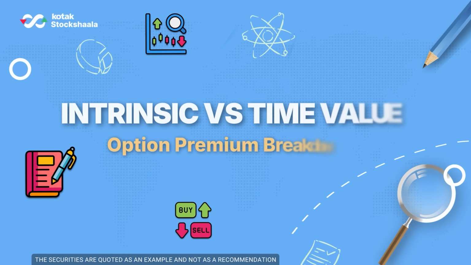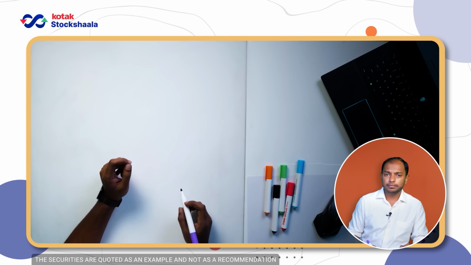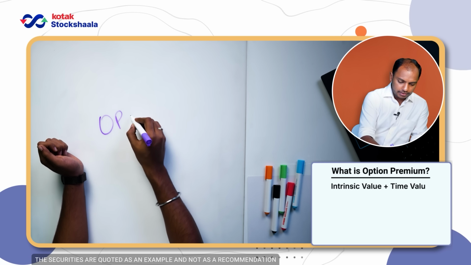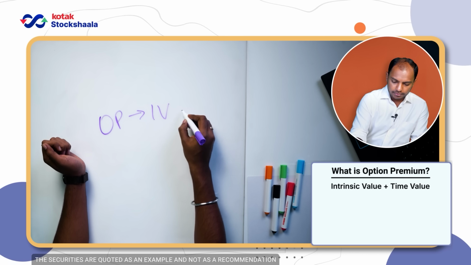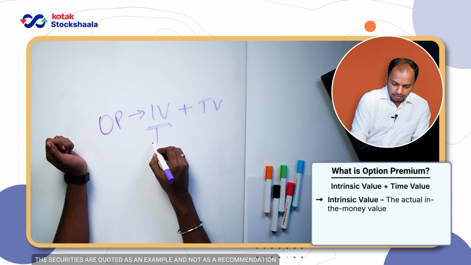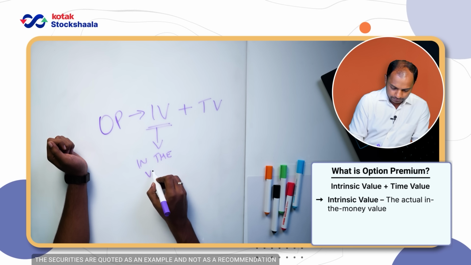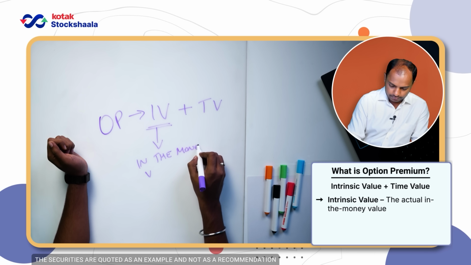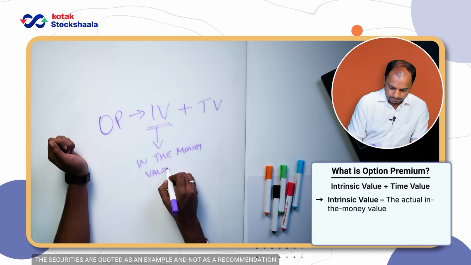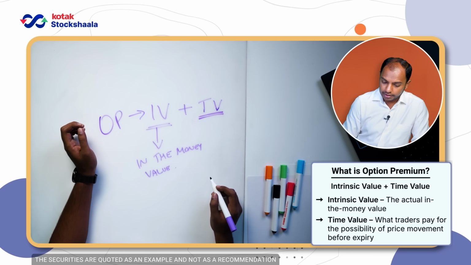Today, we are diving into what really makes up the options price, and it's not just numbers. Every option premium that you see is made up of two things. The first one is intrinsic value and the second one is time value. Intrinsic value is nothing but the in-the-money value of the specific option. Whereas time value is what a trader pays for the possibility of movement in price before expiry.